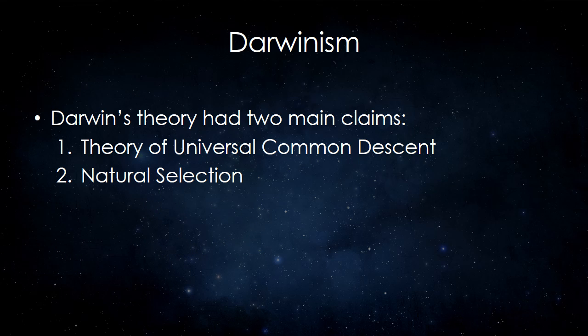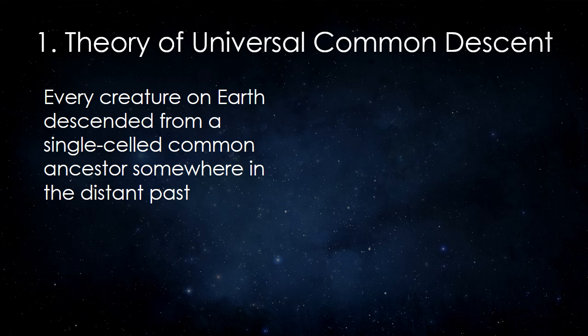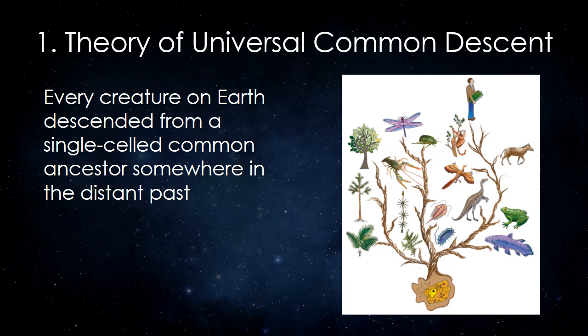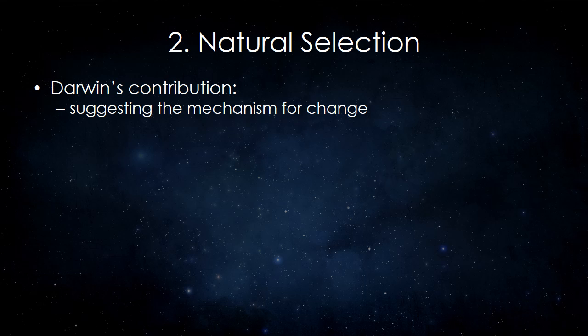Darwin's theory had two main claims: the theory of universal common descent and natural selection. The theory of universal common descent states that every creature descended from a single-celled common ancestor somewhere in the distant past. Although the idea of common ancestry had been discussed by others before, Darwin was the first to put it together with a mechanism to explain the evolutionary process. The mechanism he suggested was natural selection, which included 4 parts.